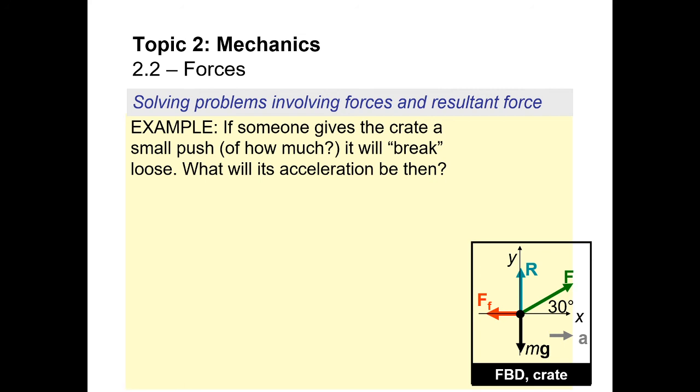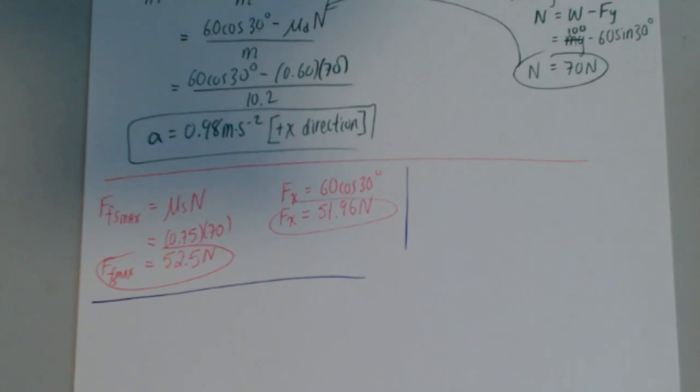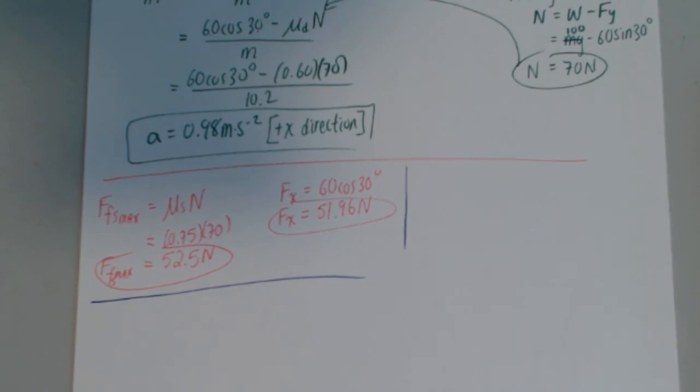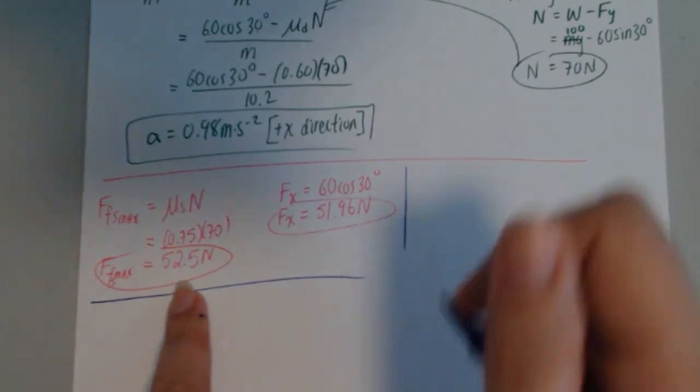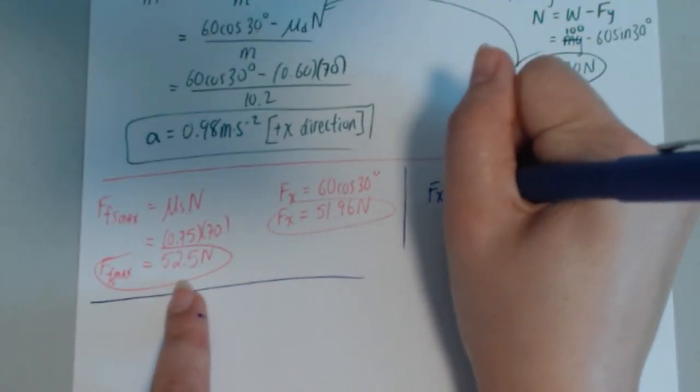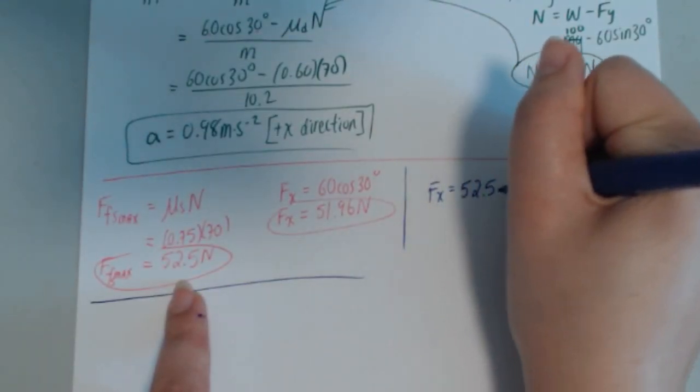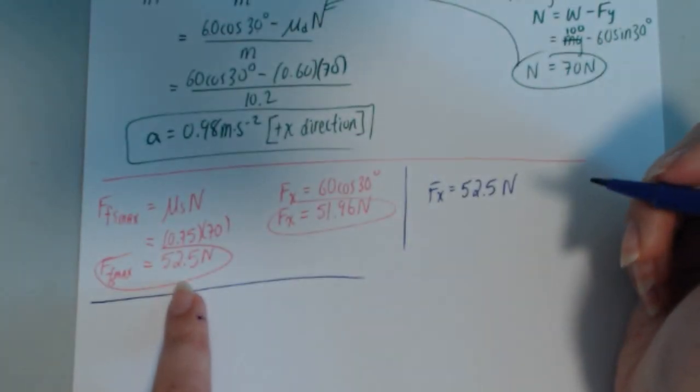If someone gives the crate a small push, of how much will it break loose? What will its acceleration be then? Okay, so this is even something different than what we did before. If it just breaks loose, so let's go back to the paper. If it just breaks loose, that means I had to have been applying 52.5 newtons of force. So that means Fx would be 52.5 newtons, right?